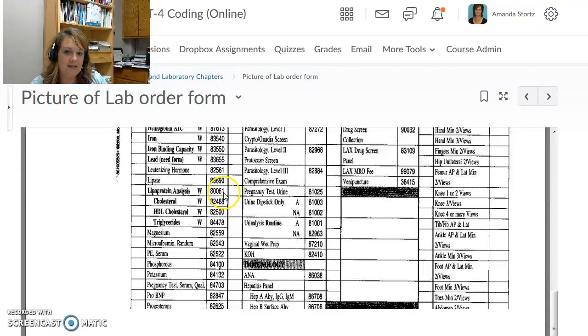So timed urine tests, we bill them out once. It's not once for a whole 24. You don't bill it when they take it, you bill it when they bring it back, because then we actually have that 24-hour amount and can send it in.